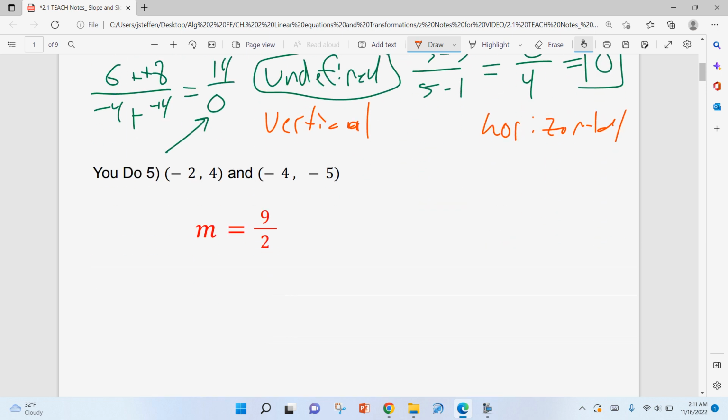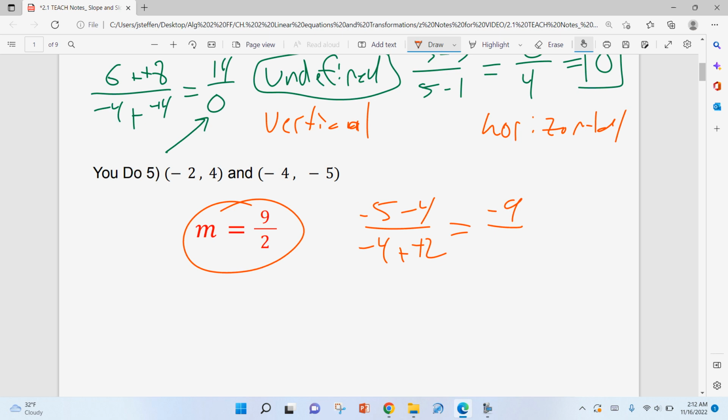So go ahead, do number 5 on your own. I have the answer there. I'll do it here in a second, but pause it, do it on your own, and then hit play to double check your work. Or there's the answer, so if you get that, you can probably skip this. So we get negative 5 minus 4 over negative 4 minus negative 2. Negative 5 minus 4 is negative 9. Negative 4 plus 2 is negative 2. That ends up being 9 over 2.